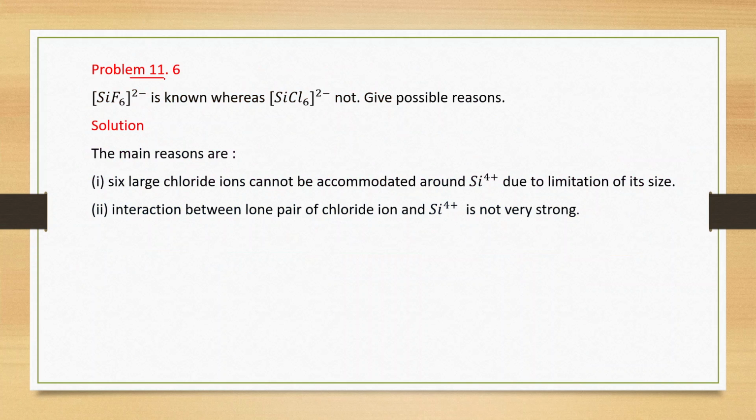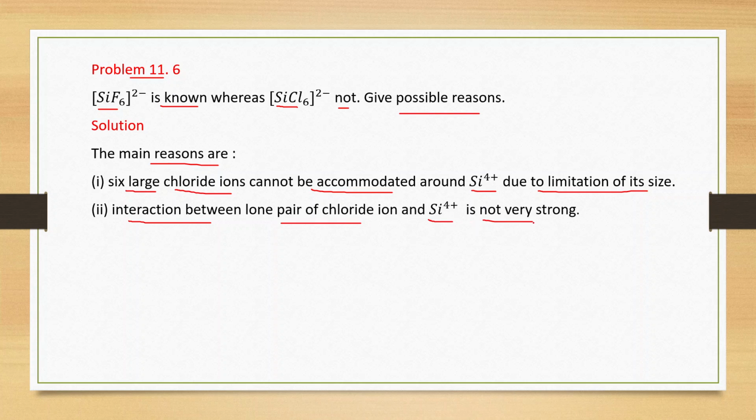Now, problem 11.6. SiF6 2- is known, whereas SiCl6 2- is not. Give possible reasons. The solution is, the main reason is that 6 large chloride ions cannot be accommodated around Si4+ due to the limitation of its size. And the second one is that the interaction between the lone pair of the chloride ion and Si4+ is not very strong.